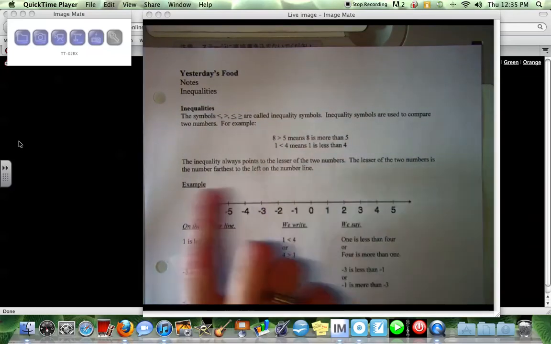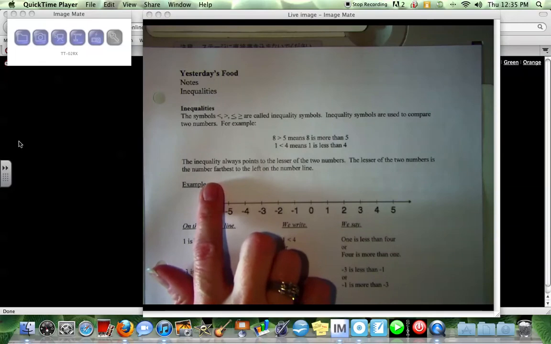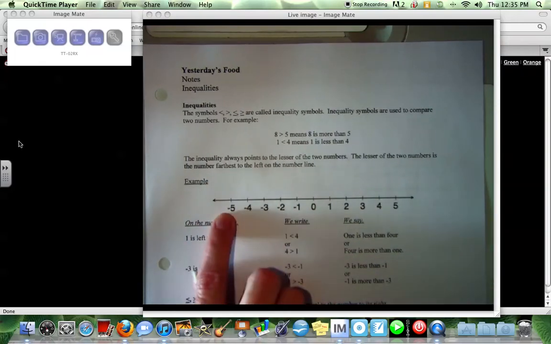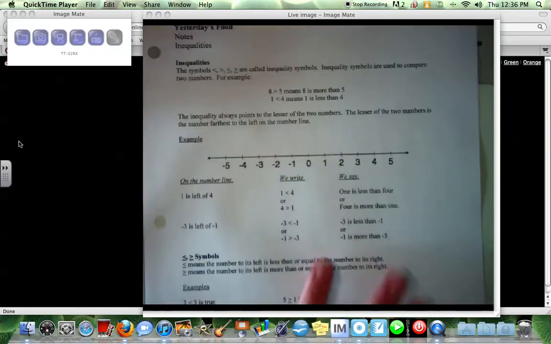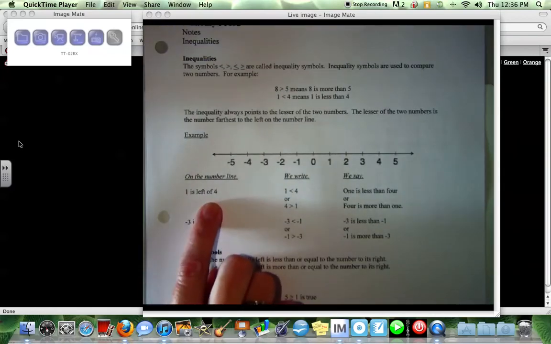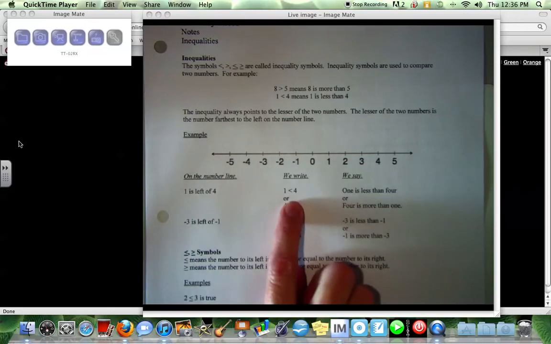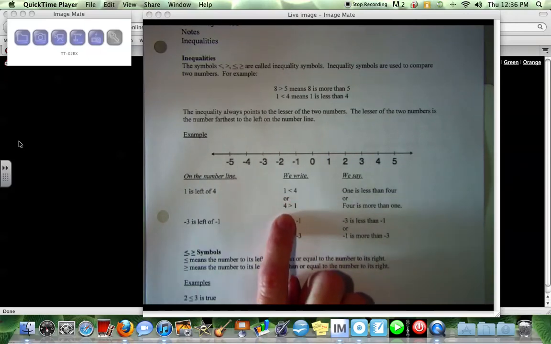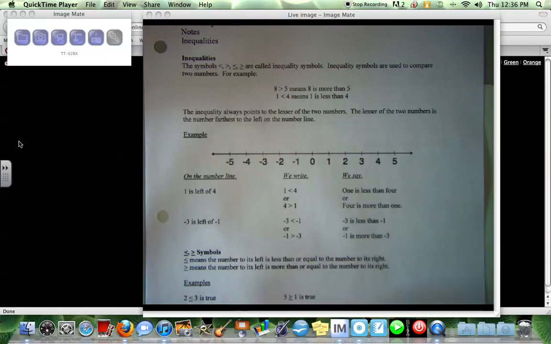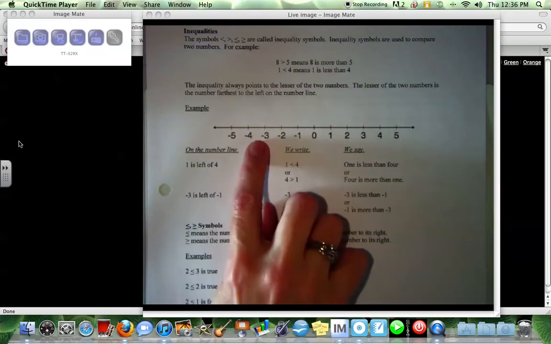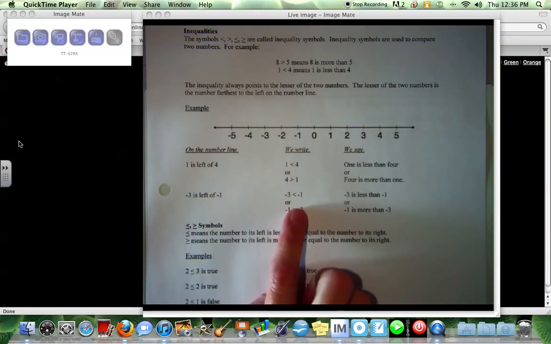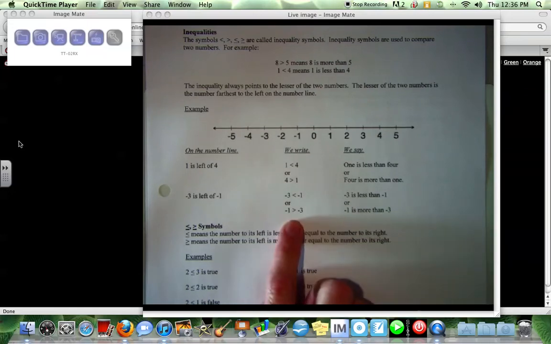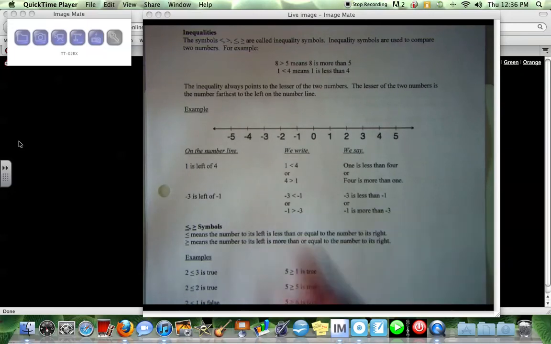So the lesser of the two numbers is the number farthest to the left on the number line. So negative 5 is less than 0 because it's farther to the left. On the number line, 1 is to the left of 4, and we write 1 is less than 4, or we write 4 is greater than 1. On the number line, negative 3 is to the left of negative 1, and we write that negative 3 is less than negative 1, or we say negative 1 is greater than negative 3.